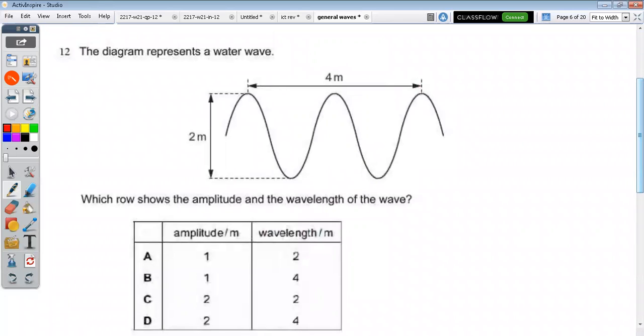Which row shows you the amplitude? Analyze your answers, the amplitude and the wavelength. D. Do you agree with you? You said D. Yes. So you're saying all the way from this to this here is your wavelength. That's wrong. Wavelength is only from crest to crest here. This is the wavelength here. So it actually means I've got two wavelengths here. From crest to crest. Clear.